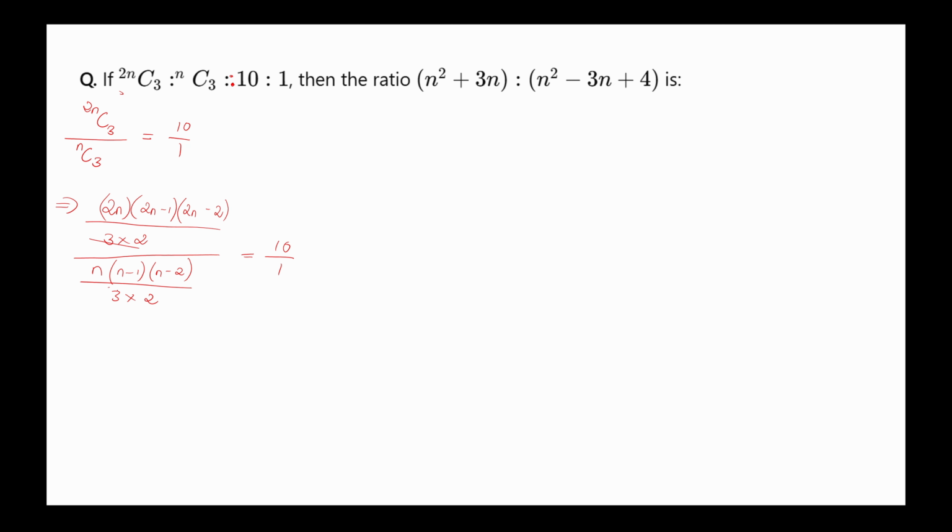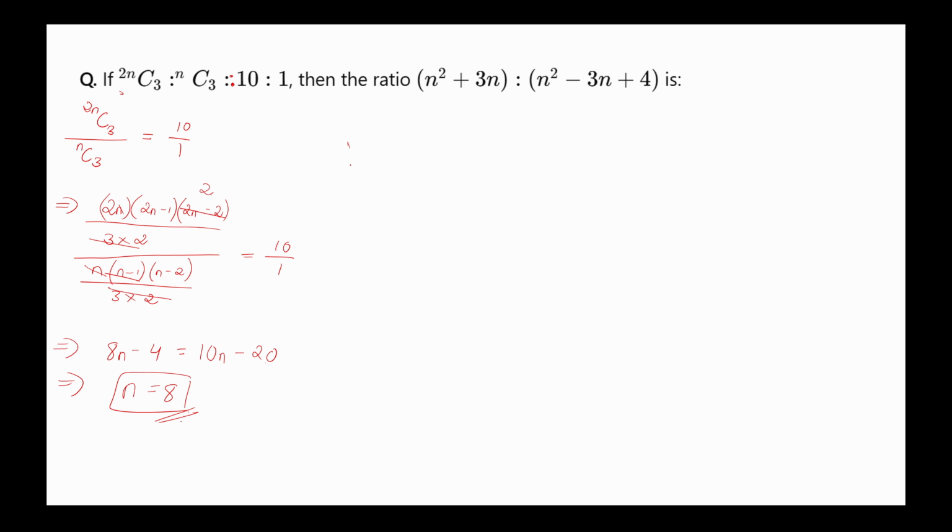So from here 3 factorial cancels out. n and n get cancelled out. n minus 1 would cancel this term out, and n minus 2 twice would give us 2n minus 2. So now what are we left with? 2 into 2, 4. 4 into 2n minus 1, 4 2s are 8n minus 4. And we have cross multiplied as well, so this would become 10n minus 20. Now let us solve this. This would make it 16. So from here we get n is equal to 8.